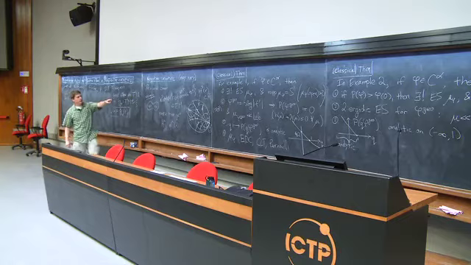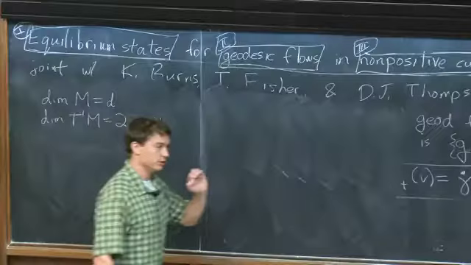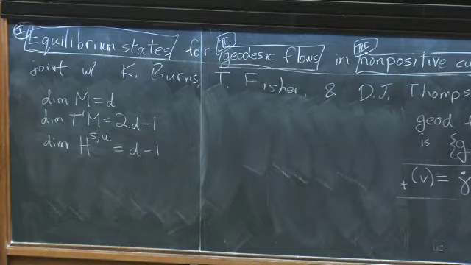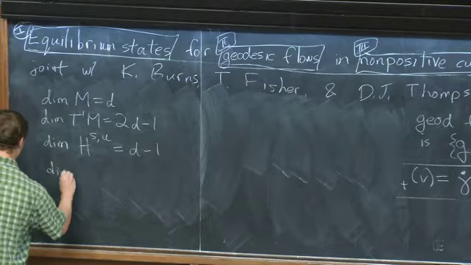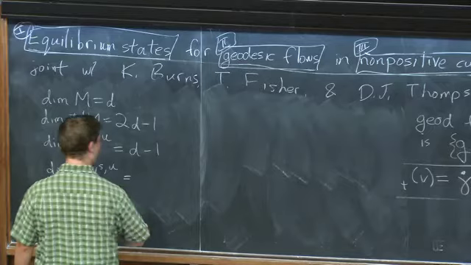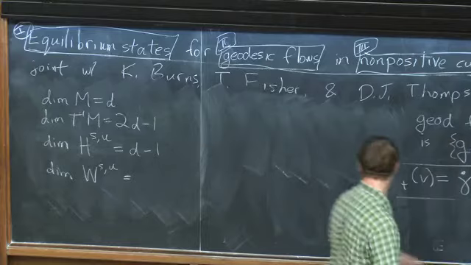Each horosphere is a codimension 1 manifold in the universal cover. So the dimension of these horospheres is d minus 1. The dimension of these guys then, which are the unit normal bundles over these guys, I hope everything adds up here. It's the same, because once I determine the point on the horosphere, the vector is uniquely determined. So there's no extra degrees of freedom by attaching these unit vectors. So the dimension of these guys is also d minus 1.